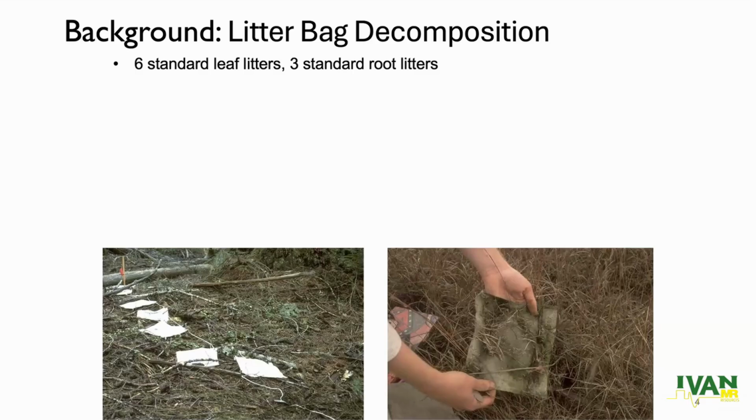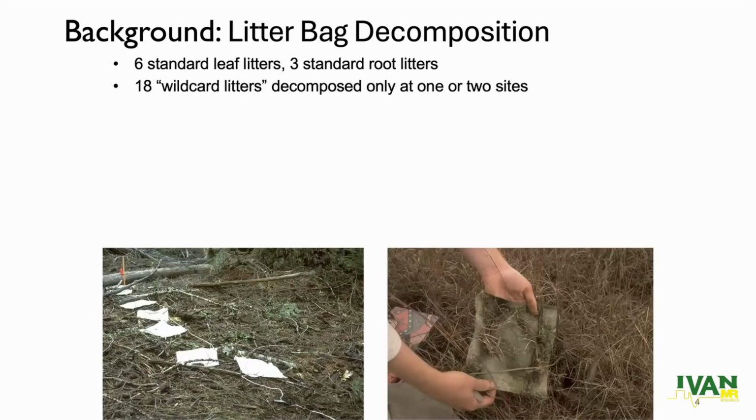So this experiment used 6 standard leaf litters and 3 standard root litters, which means that they got the leaves and the roots from one place and took them to all the sites to decompose. So that's a standard leaf litter. The same leaves, the same roots at all of the sites.